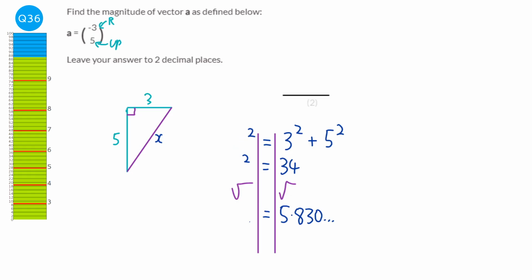A different way we can say that, instead of x, is to write it as the magnitude of A. That's just A with a line left and right of it. The reason for the sign is that it's a scalar, it's a magnitude. It doesn't have a direction, so it can be A in any direction. So we're going to write down our answer, which is 5.83 to 2 decimal places.